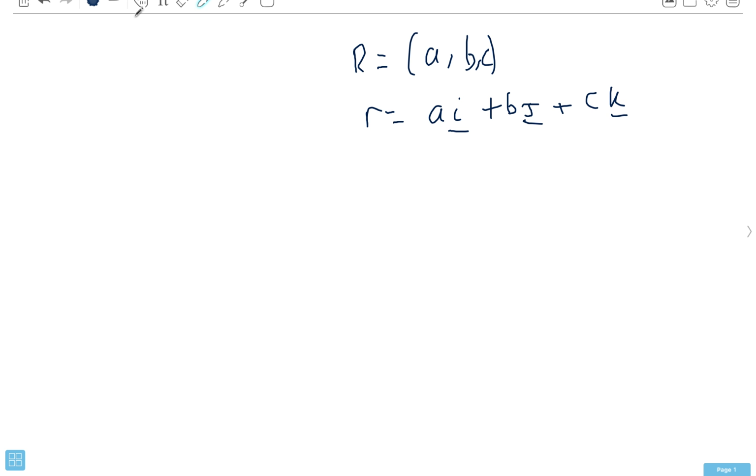Okay, so now we're going to move on to lines and the vector equation of a line. So we've gotten the vector equation of a plane. We've gone from ABC to something. So now what we want to do is go from that to something else.